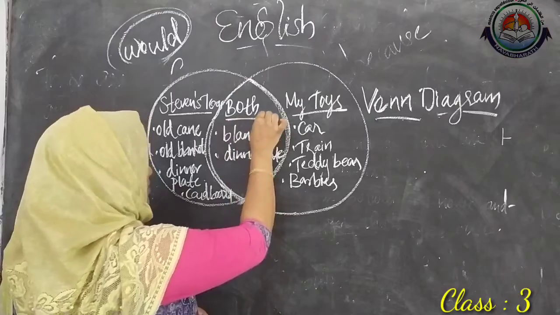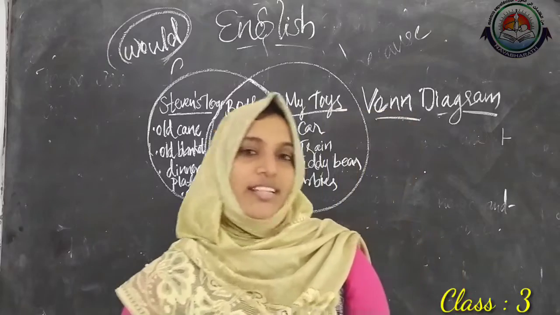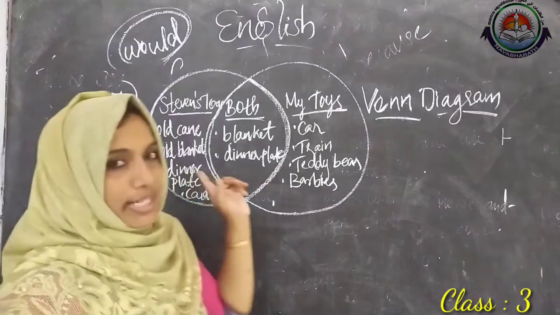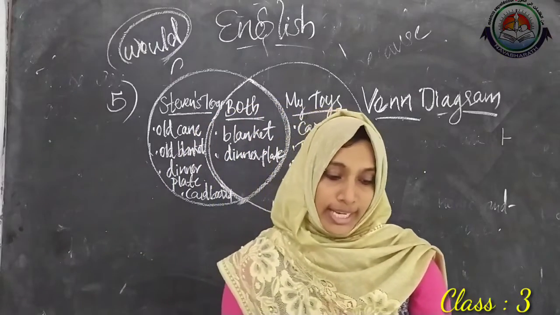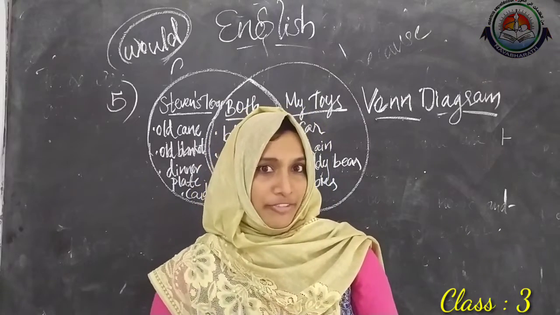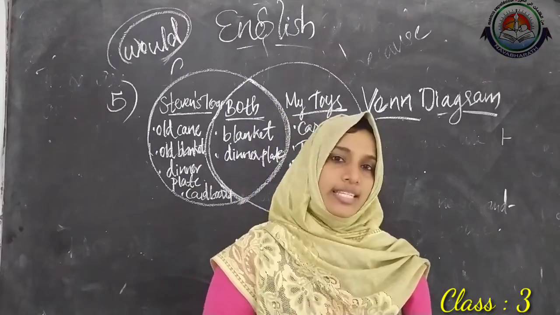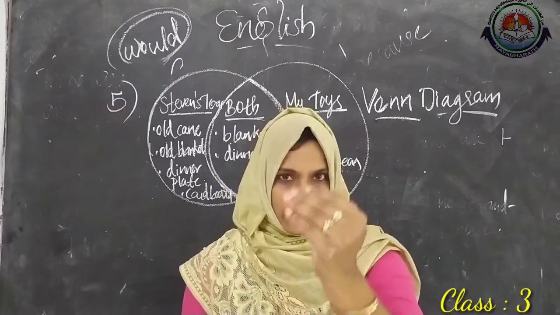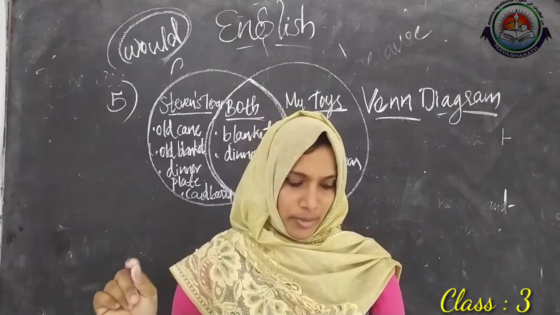So in this middle part we will write the similarities, and in these two parts you have to write about the differences. Okay children, this is how you can make the Venn diagram as number 5. That is question 5. Then see the question number 6 also. Use the Venn diagram to write a paragraph comparing Steven's toys with the toys that you play with. So that we already discussed, you have to make one paragraph about your toys and Steven's toys. At the beginning you can write about the similarities, and in the later part, you can write about the differences.